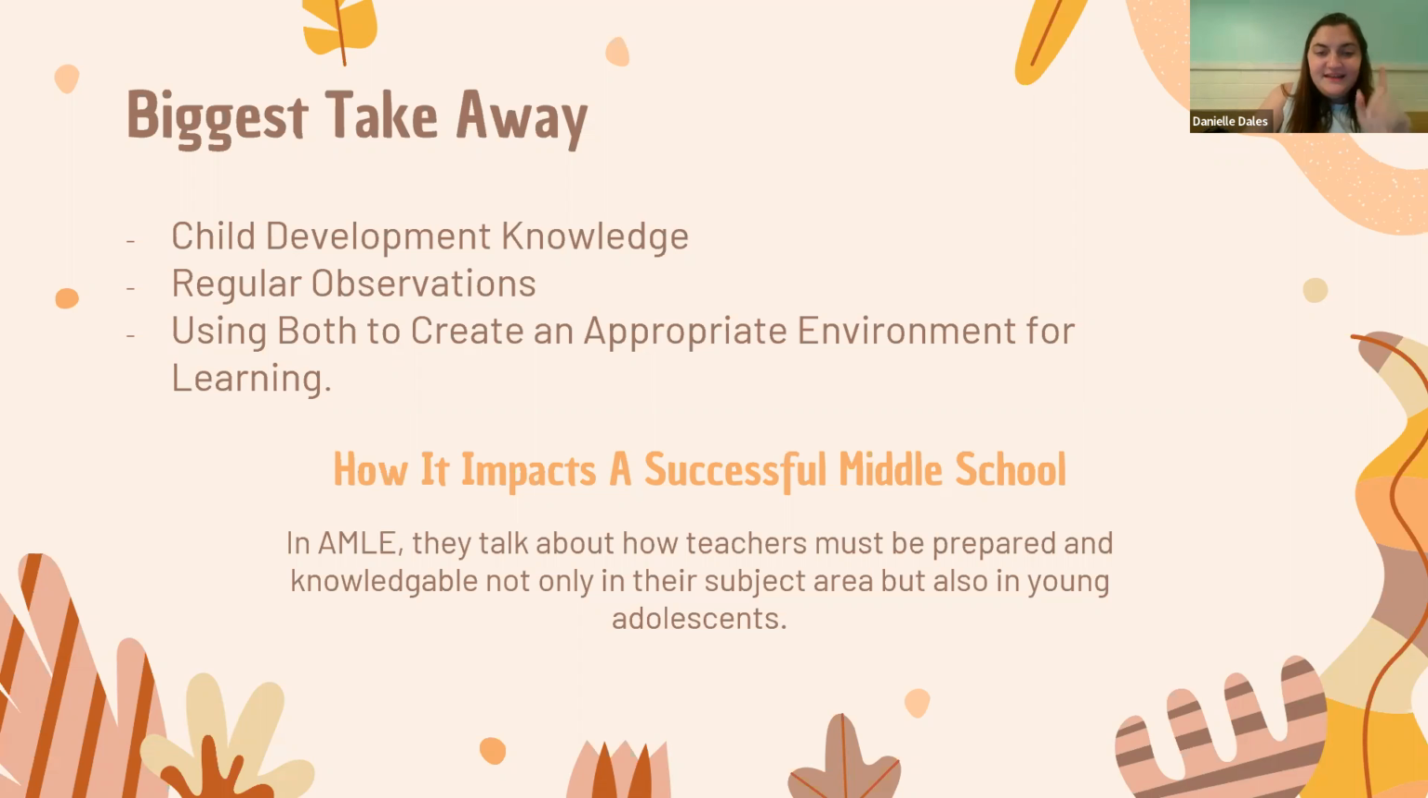And this last step, connecting it to AMLE, in the book, they talk a lot about how teachers must be prepared and knowledgeable, not only in their subject area, but also in their young adolescent knowledge. And I think that ties in really well with this last step, because not only is the teacher having to understand what she's teaching the students, but she or he is having to tie in their observations of the student and how they see them developing, how they're growing, maybe some things they need to work on, and they're tying and blending all of those together to create this all-around responsive classroom.